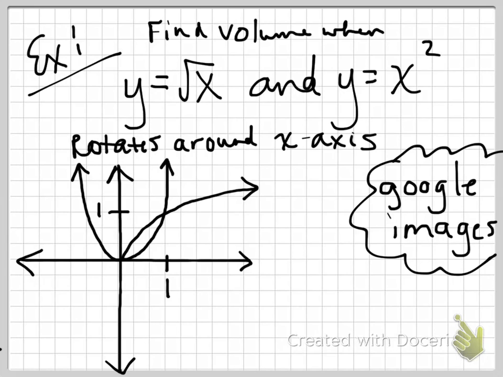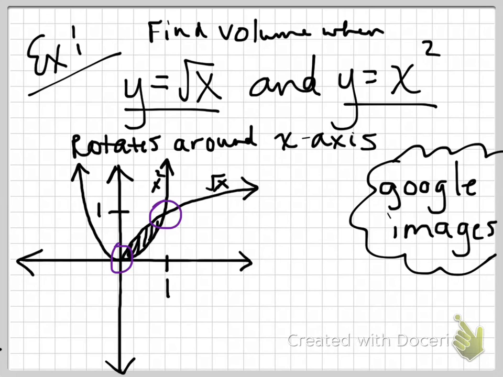So for our example, it says to find the volume when the area between y equals the square root of x and y equals x squared is rotated around the x-axis. I've gone ahead and drawn the picture for you. We have y equals the square root of x here, and y equals x squared here, and this is the area that we are revolving. First of all, we're going to need to know these intersection points.